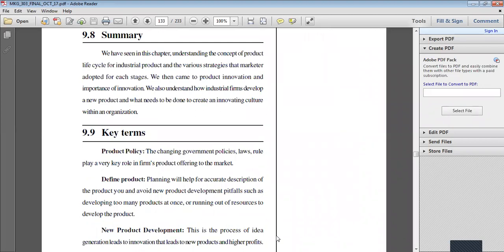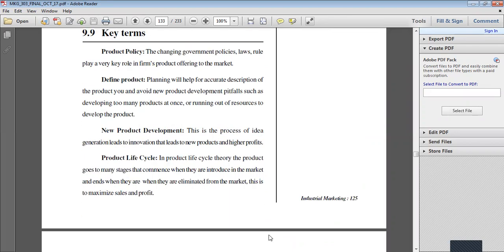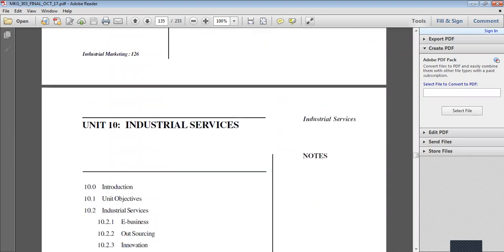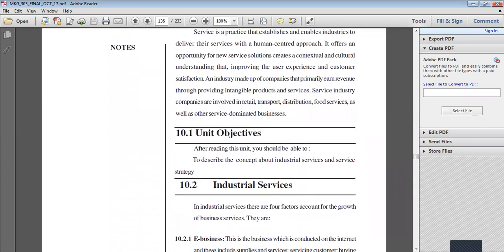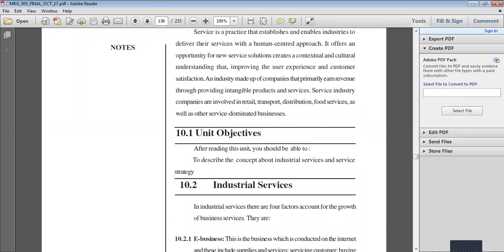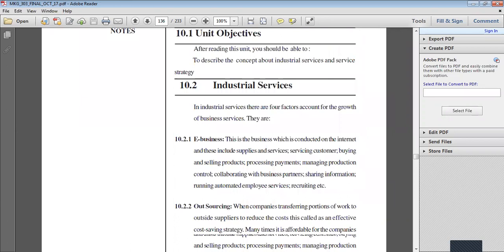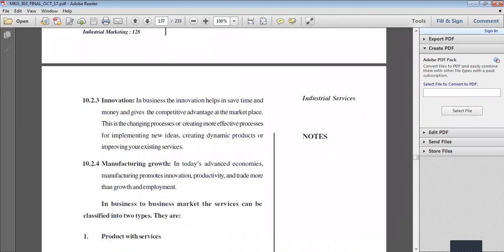In this chapter, the main terms are product policy, defined product, new product development, product life cycle. Next topic is industrial service. The main objective of industrial service is to describe the concept of industrial service and service strategy. What is meant by industrial service? In industrial service, there are four factors that account for the growth of business service. The first is e-business, second outsourcing, third innovations, and fourth manufacturing growth.